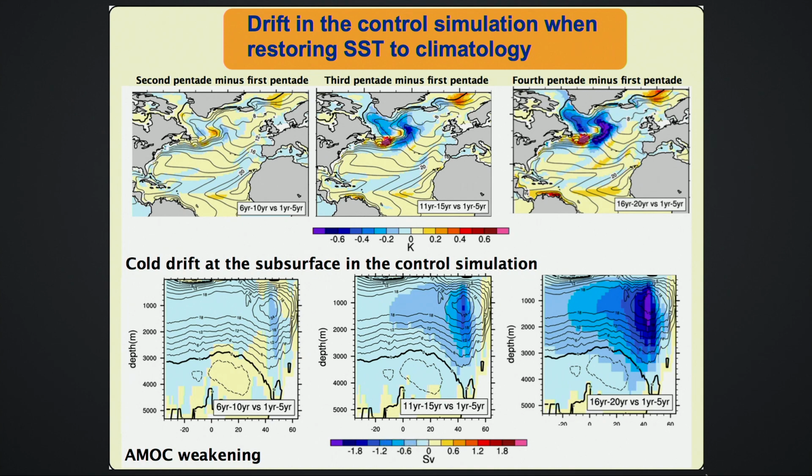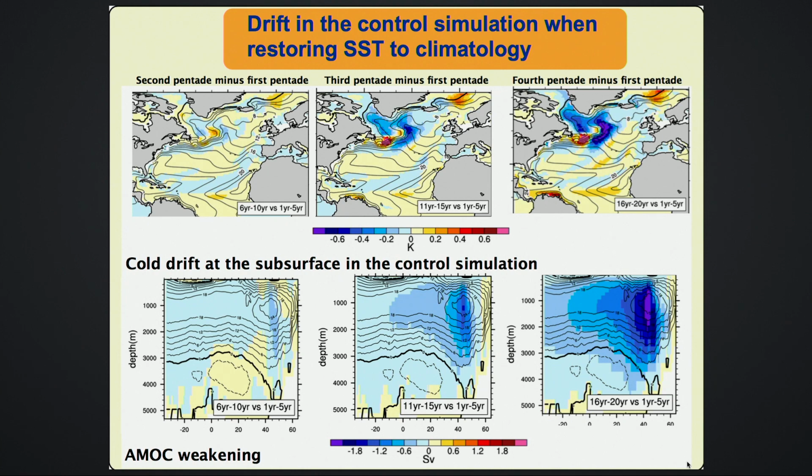So when we investigated the source of this drift, we were quite surprised to find that actually before even putting any AMV anomaly, we have a drift in our control simulation. Remember that before we impose this AMV anomaly, we have a control simulation in which we restore the sea surface temperature to the model's own climatology, right?